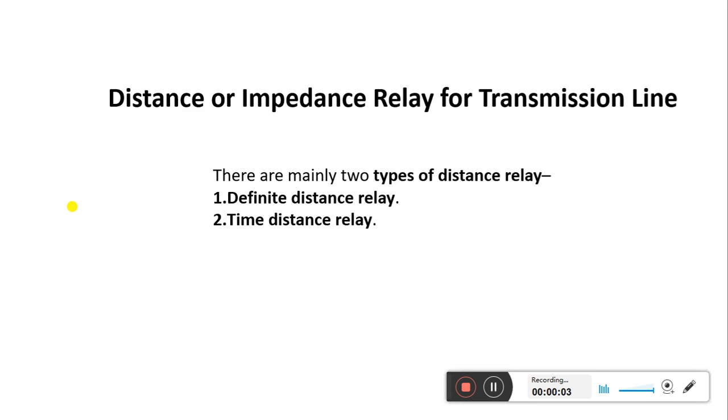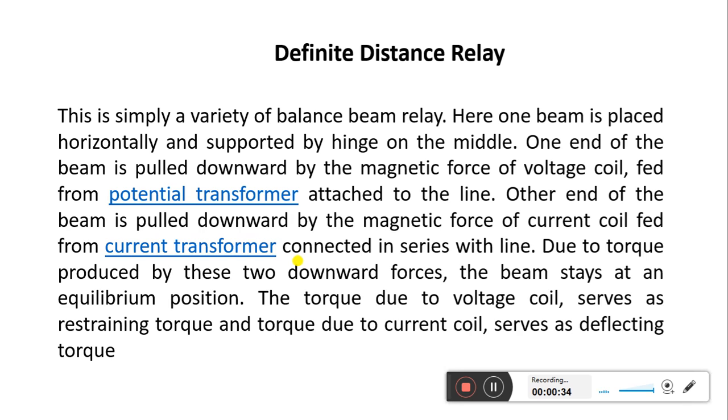So in this class today we will discuss the distance or impedance relay for the transmission line. Basically, this type of relay is classified as the definite distance relay and the time distance relay. We will discuss one by one what is the definite distance relay and what is the time distance relay for the protection of the transmission line. First we will discuss the definite distance relay.